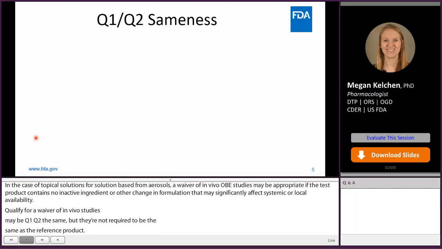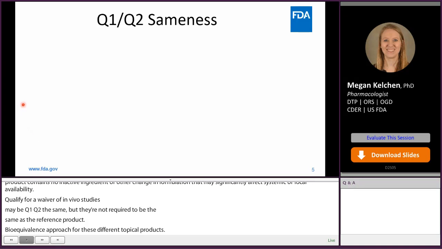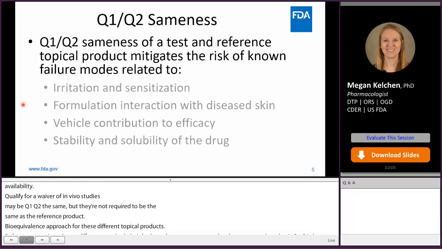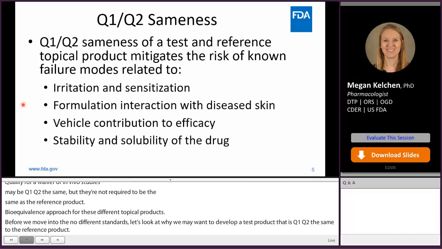So before we move into the no difference standard, let's first discuss why we may want to develop a test product that is Q1, Q2 the same to the reference product. Q1, Q2 sameness of a test and reference topical product can mitigate the risk of known failure modes. And these failure modes may relate to irritation and sensitization, formulation interaction with diseased skin, vehicle contribution to efficacy, and stability and solubility of the active ingredient in the drug product.